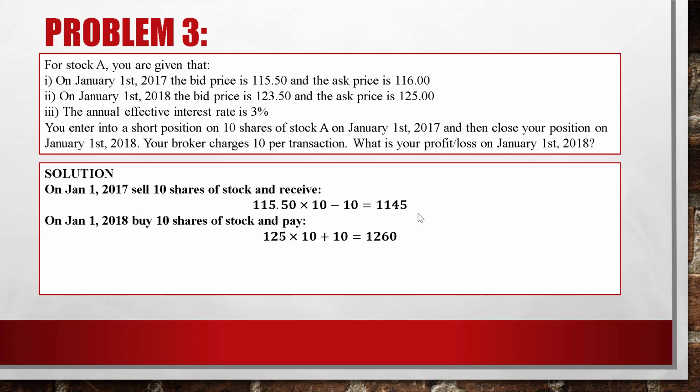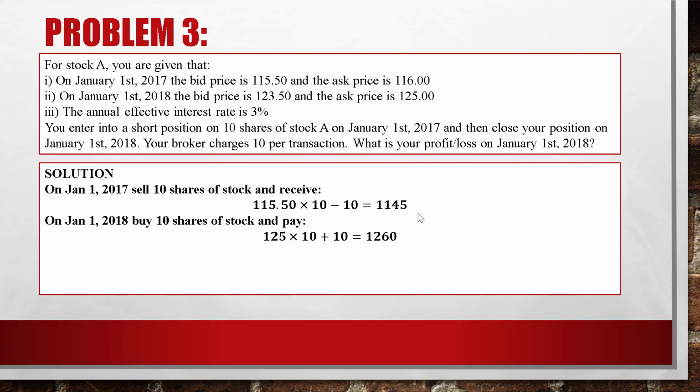$11.45 should be positive because that is the amount that you receive. And $12.60 should be negative because that is the amount that you pay. But you're not allowed to take $11.45 subtract $12.60 because they're not on the same time frame. $11.45 is the number on 2017 and $12.60 is the number on 2018.